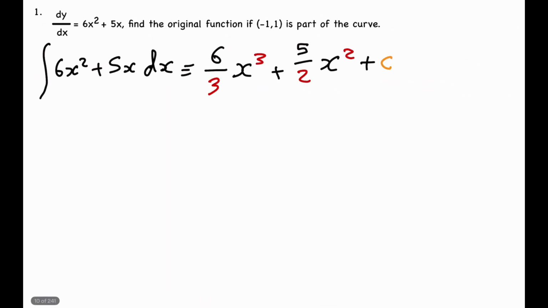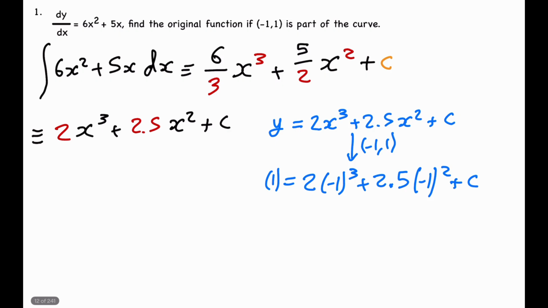And to integrate this, we're again going to increase the power for each one and divide by the new power. So the 2 over here becomes a 3, and we divide by 3, so we'll do 6 divided by 3. And then here is x to the 1, so this will become x to the 2, so x squared, so you do 5 divided by 2, which is the new power. And remember always to add your plus c at the end. And if you simplify this equation, you're going to get 2x cubed plus 2.5x squared plus c.